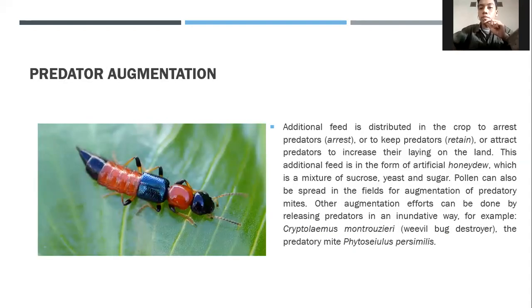Predator augmentation. Additional feed is distributed in the crop to arrest predators, to keep predators retained, or to attract predators to increase their laying on the land. This additional feed is in the form of artificial honeydew, which is a mixture of sucrose, yeast, and sugar. Pollen can also be spread in the fields for augmentation of predatory mites. Other augmentation efforts can be done by releasing predators in an inundative way, for example, Cryptolaemus montrouzieri, the mealybug destroyer, and the predatory mite Phytoseiulus persimilis.